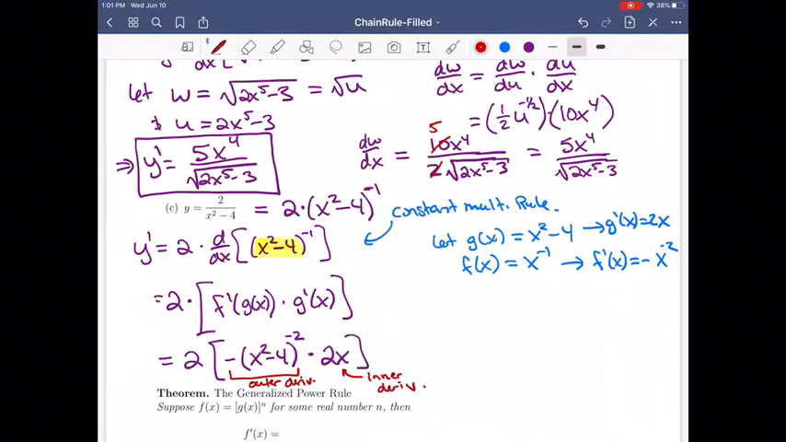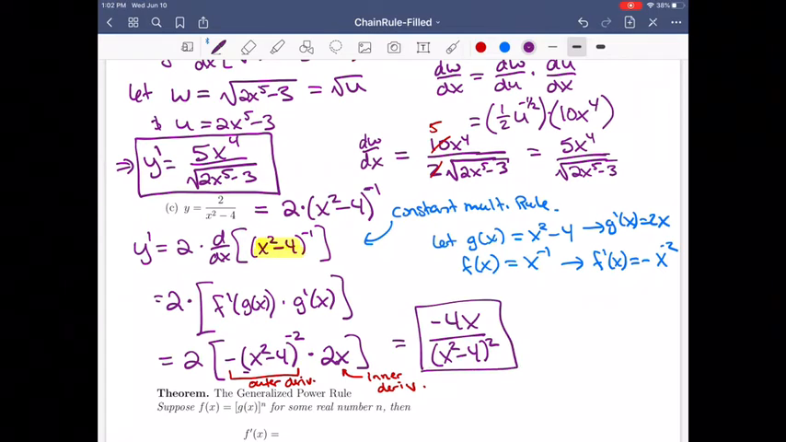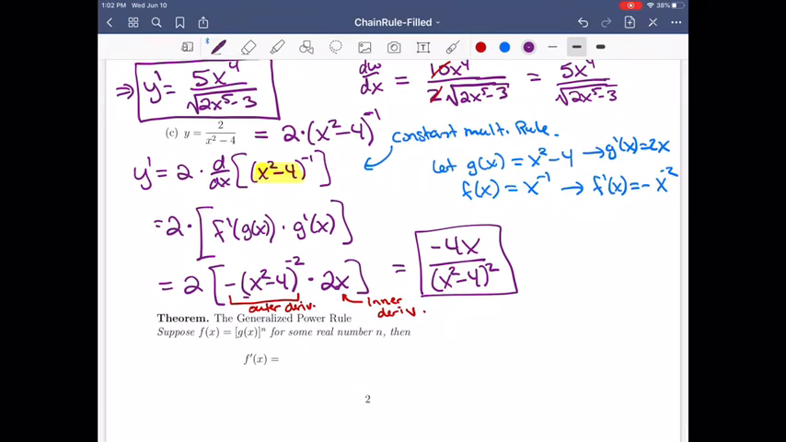Okay, now I just want to simplify this. So the negative exponent can drop to the bottom. The 2's can go together, so I'm going to have negative 4x over x squared minus 4 all squared. Okay, so that would be my derivative. Now, what we just did was actually something called the generalized power rule, which I think I already sort of gave you in the previous section, when we first discussed the product rule, but it makes more sense now using the chain rule.